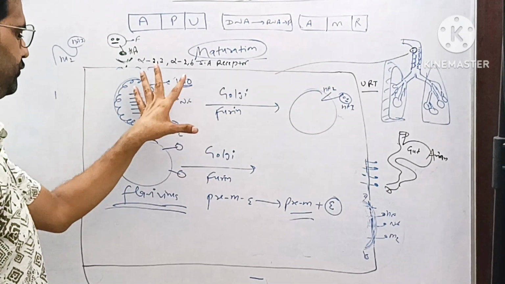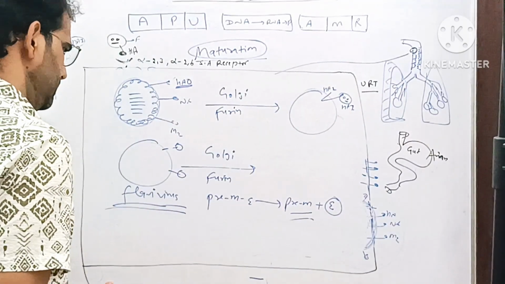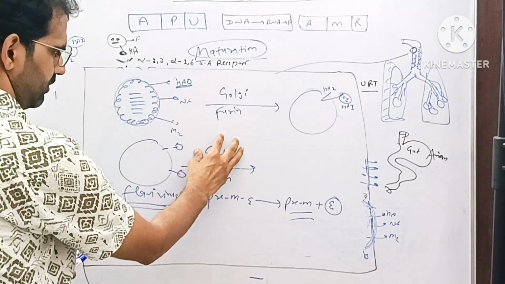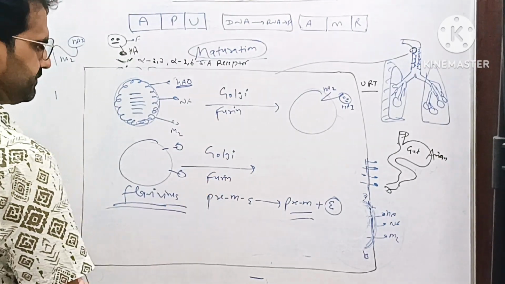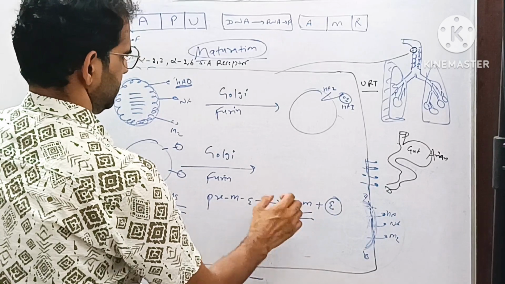So maturation may occur inside the cell or it may occur outside the cell. In flavivirus, it occurs inside the cell, in the Golgi organelle, with the enzyme furin, where this complex is cleaved and it will become active.